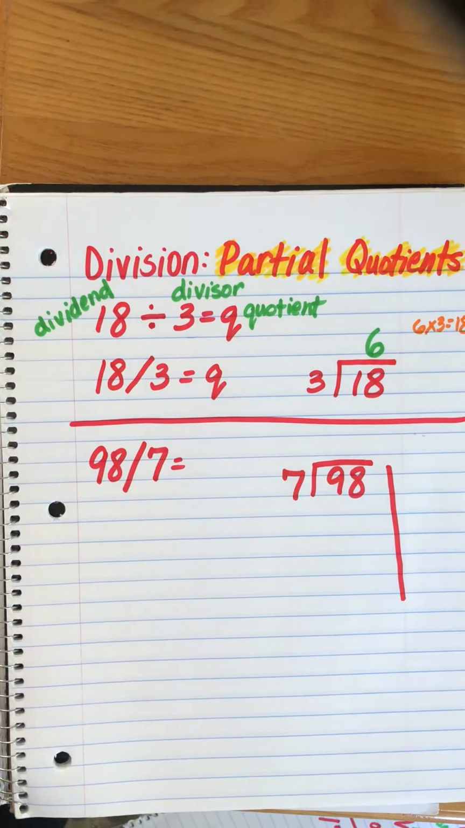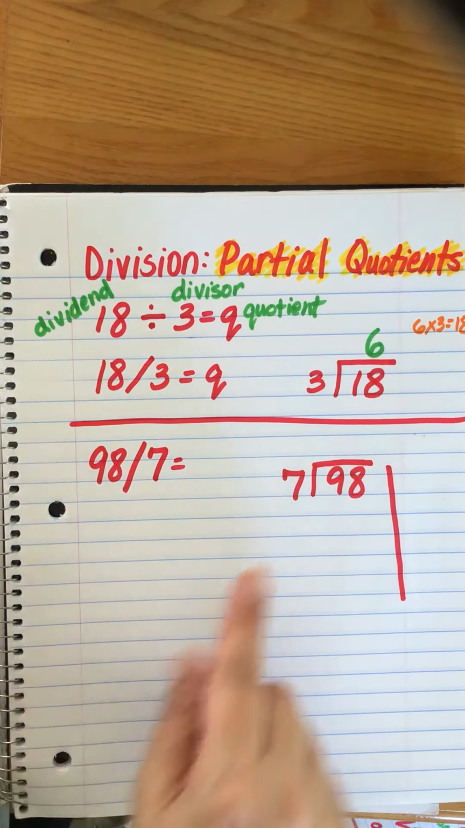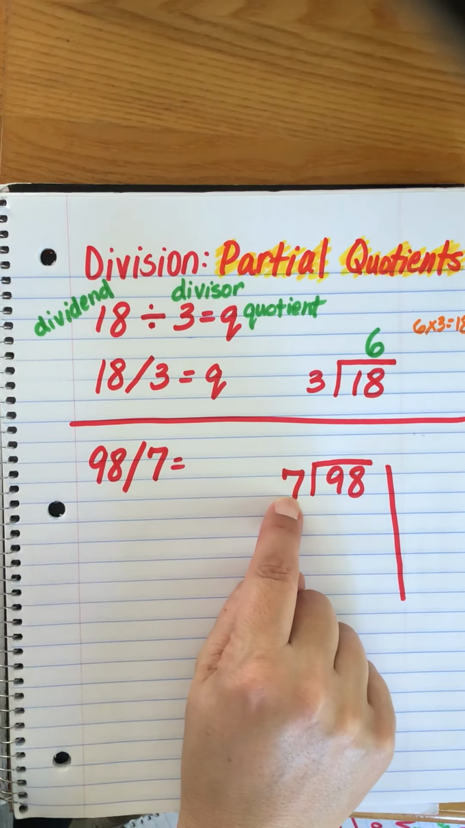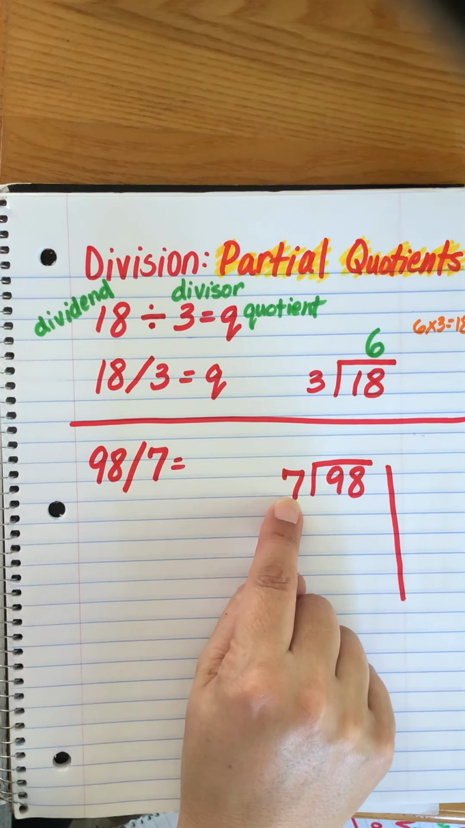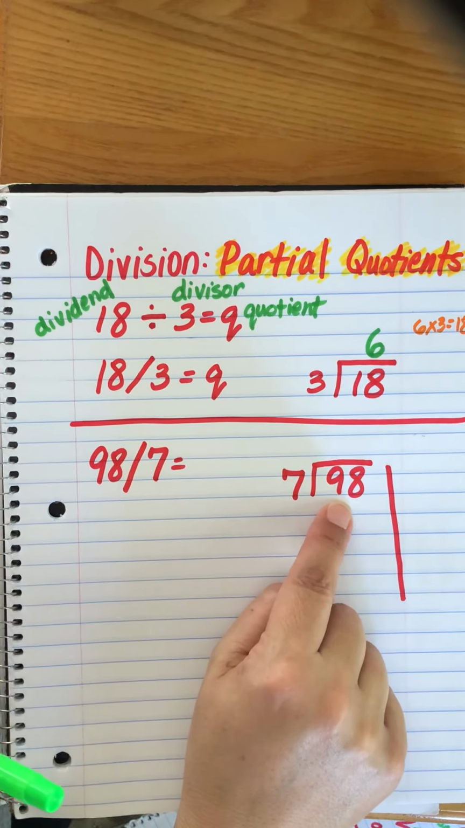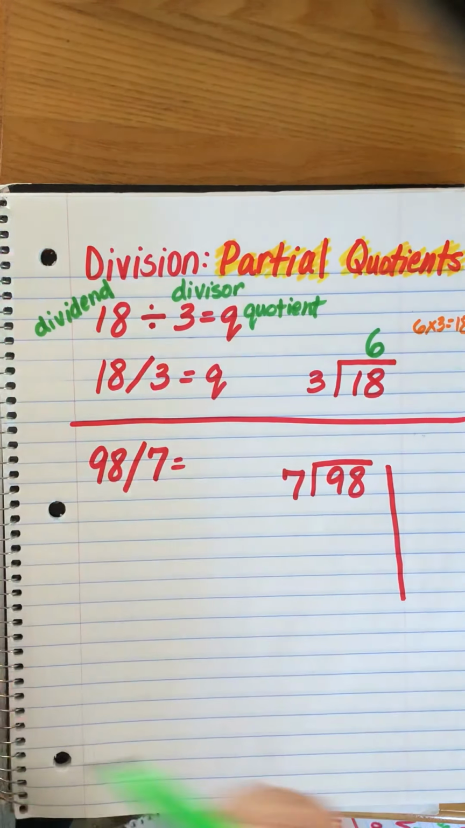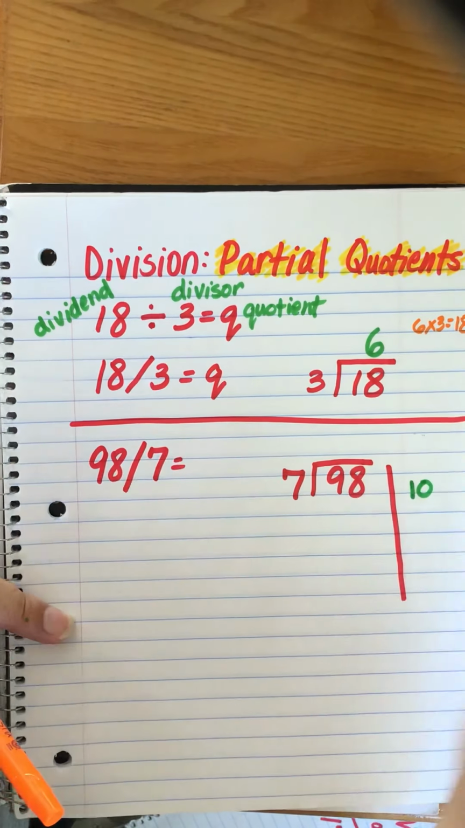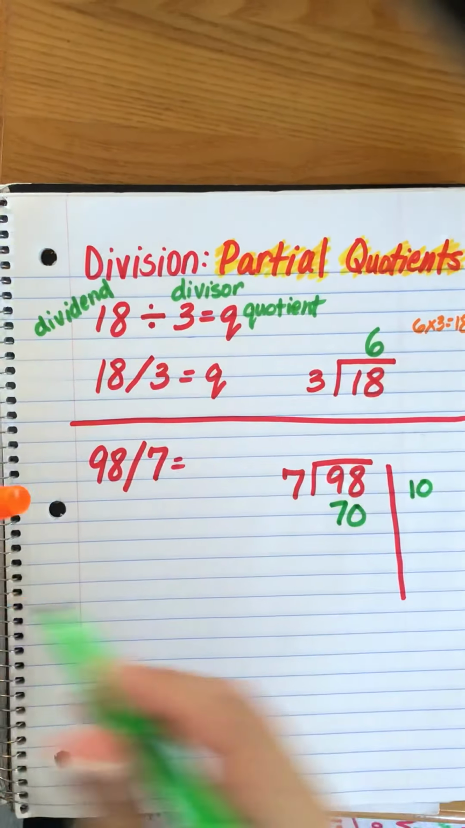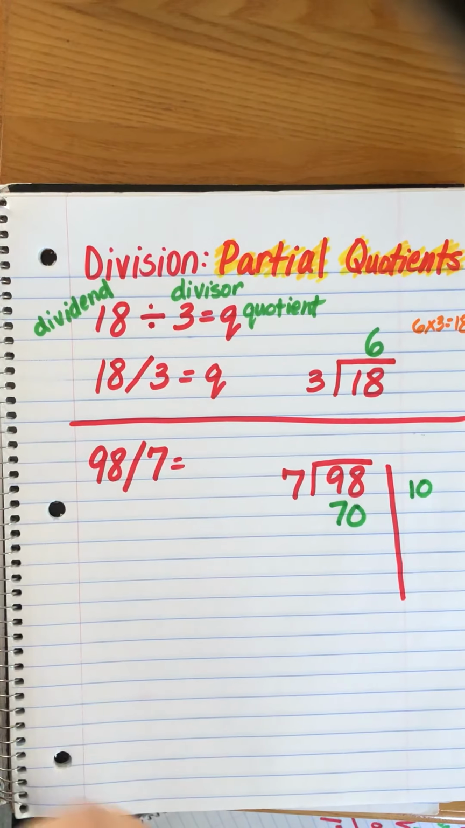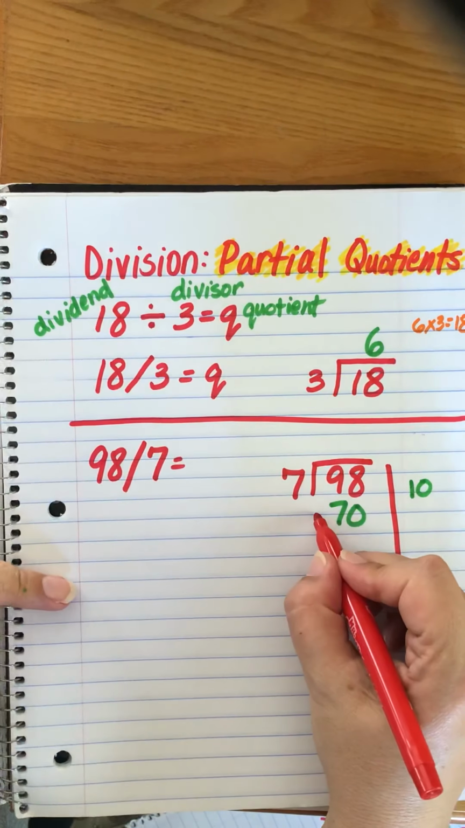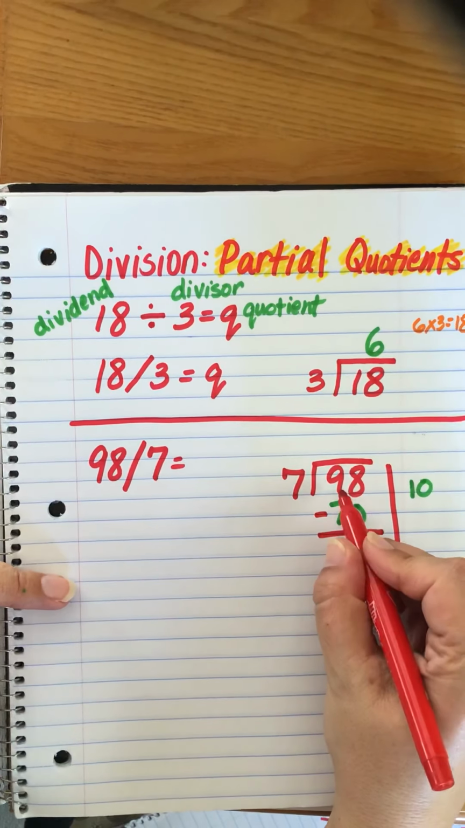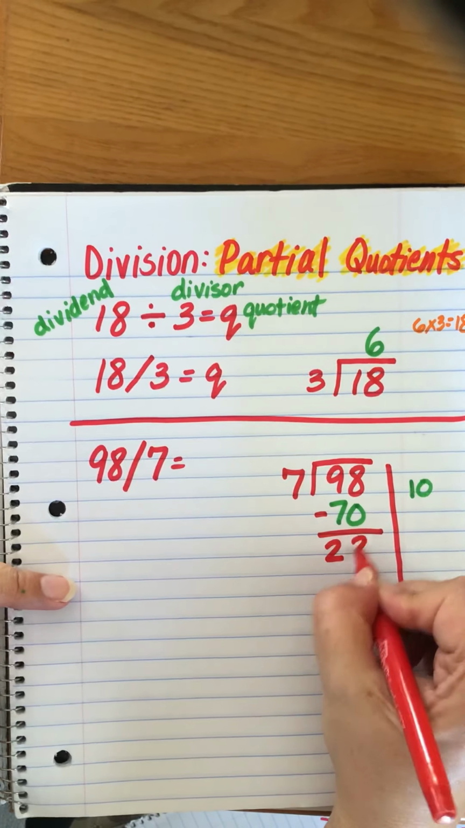So I'm going to start with a very friendly number, 10. And I'm going to ask myself, what if I take 10 sevens away? 10 groups of 7 would be 70. Do I have enough to take 70? Yes. So I'm going to start by writing 10 over here because I took 10 groups and that makes 70. So when I take those 10 groups of 7 away, it leaves me with 28.